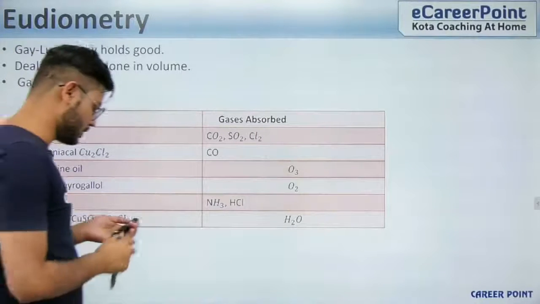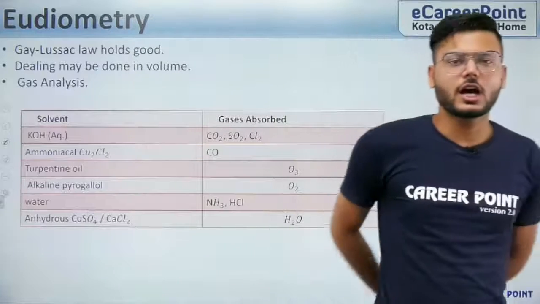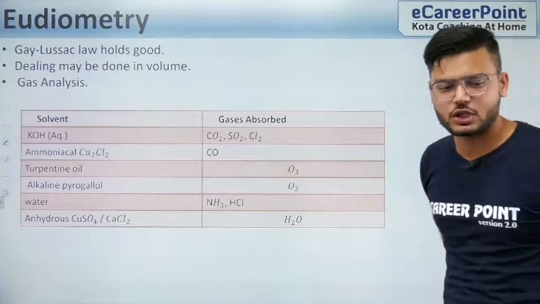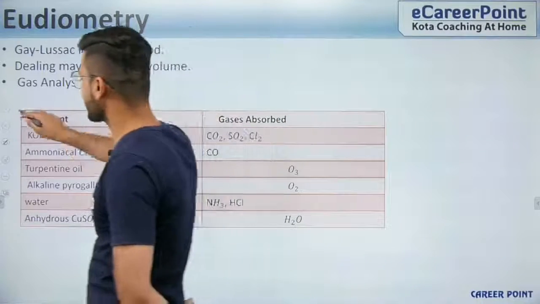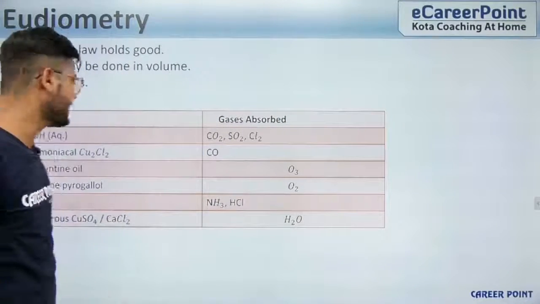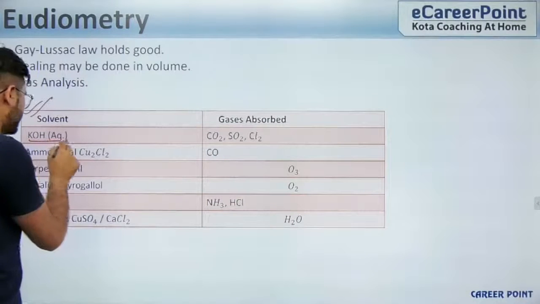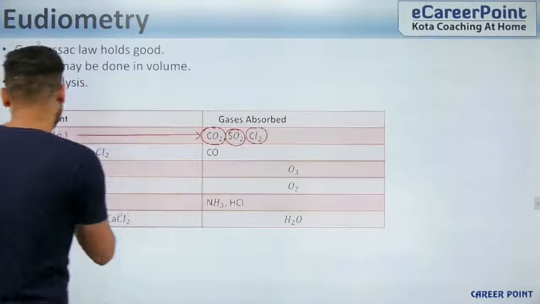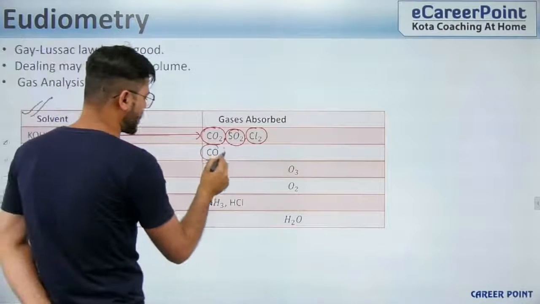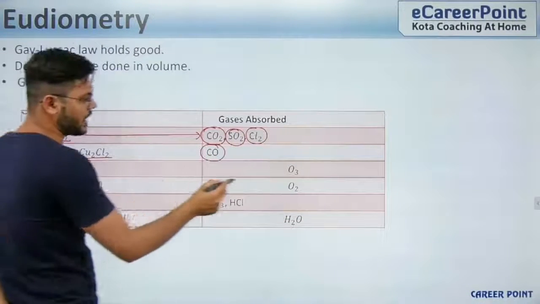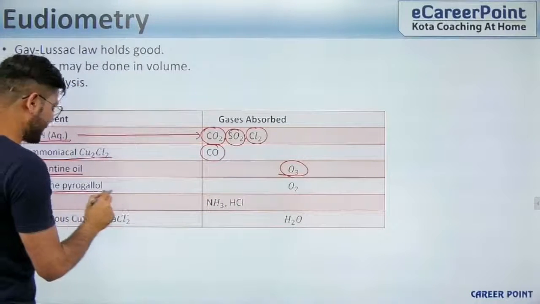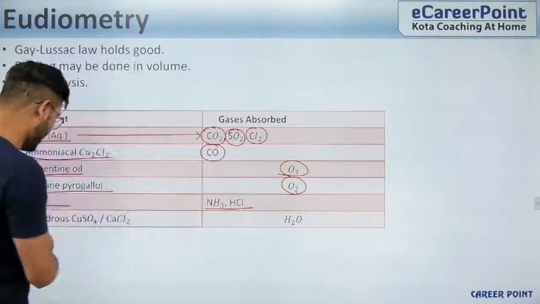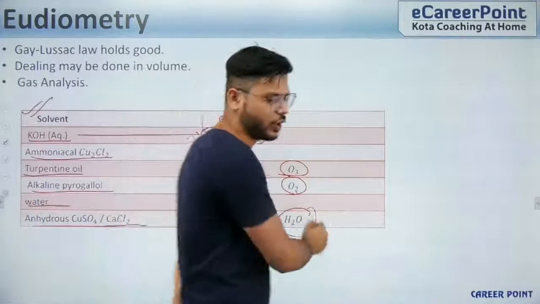And now let's come to eudiometry. Eudiometry is a very important concept. In this type of question, you just need to remember the chart. In this chart, you just learn that KOH absorbs CO2, sulfur dioxide and Cl2. Ammoniacal Cu2Cl2 absorbs CO, turpentine oil absorbs O3, and alkaline pyrogallol absorbs O2. Water absorbs ammonia and HCl, and anhydrous CuSO4 and CaCl2 absorb water.